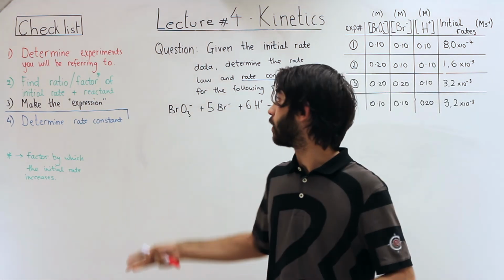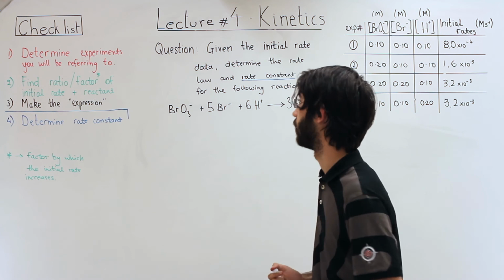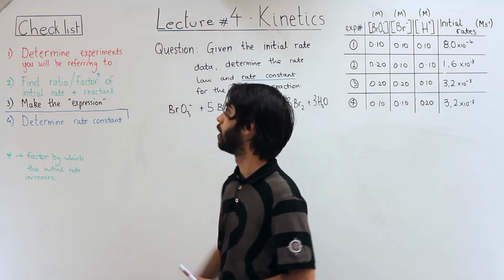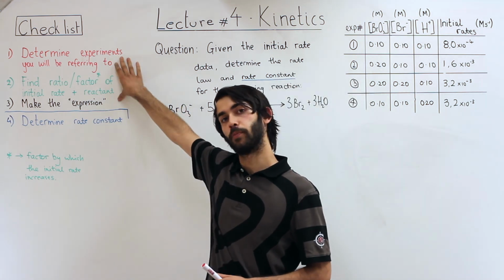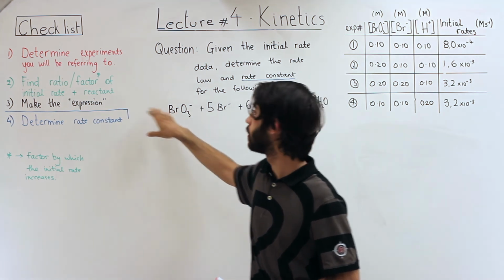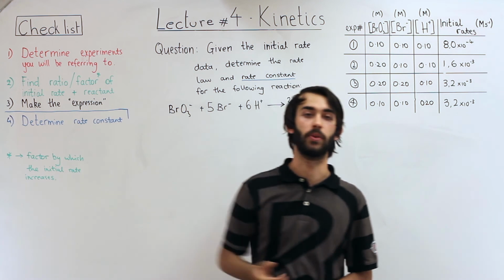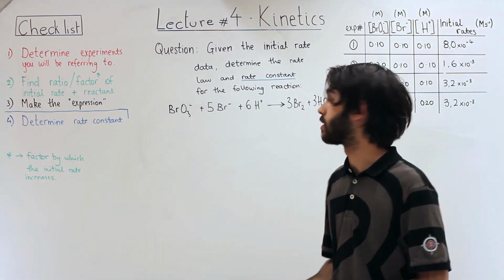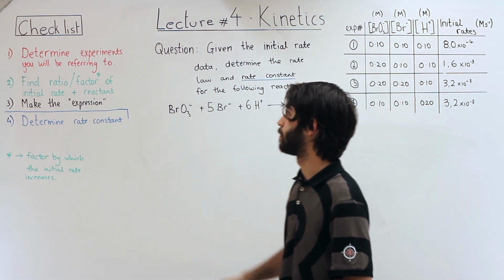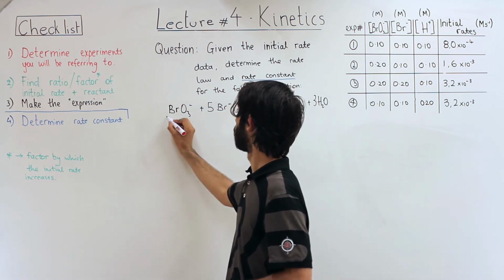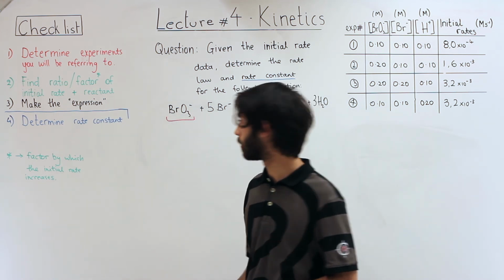So, looking at our checklist as we compiled in other videos, we have 4 steps. These first 3 steps we're going to have to repeat for each reactant, and then at the end, once we have all this necessary data, we can go on to determine the rate constant. So first things first, let's determine the experiments we'll be referring to for this particular reactant, bromate.